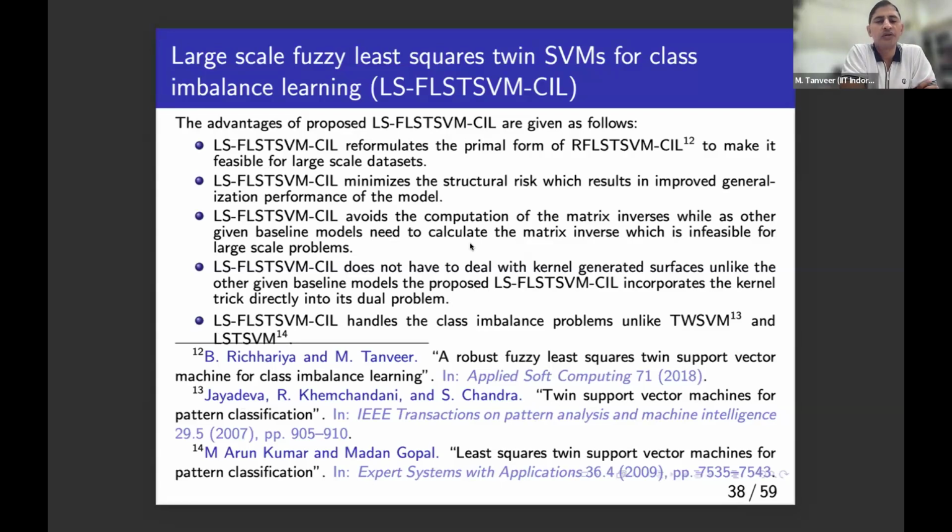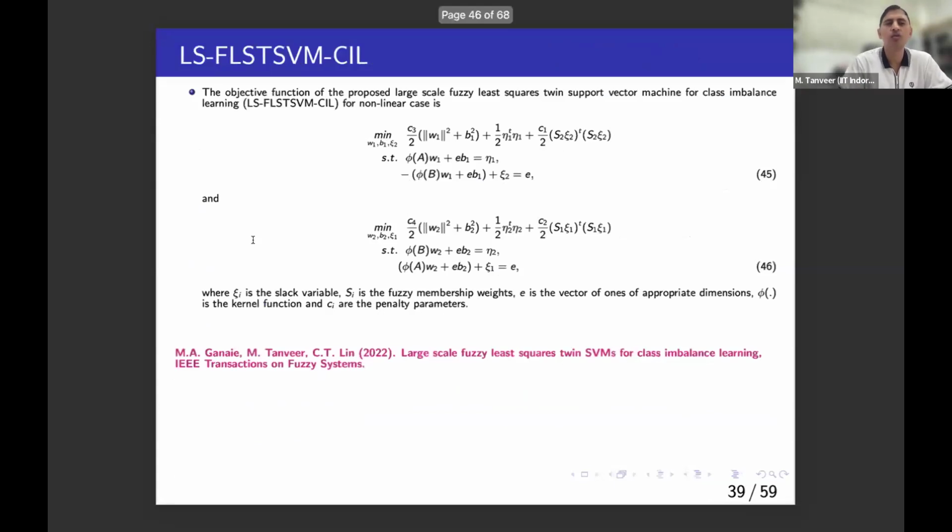Next, it doesn't have to deal with the kernel generated surface, unlike the baseline model of twin SVM, which essentially incorporates the kernel directly into the dual problem. And finally, after incorporating the fuzzy membership, it handles the class imbalance problem. Those things we are going to discuss now.